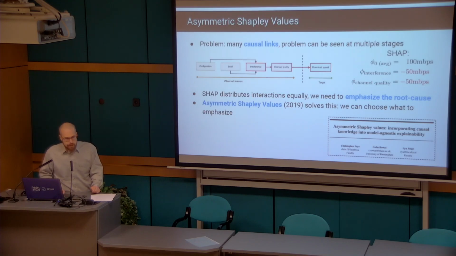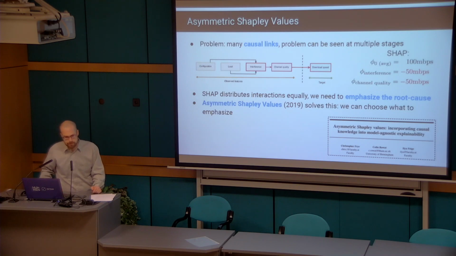So the method that we use to avoid these problems, at least the causality one, is asymmetric Shapley values, which is responsible for handling the causal links between the variables. So this is not a way to discover causality. This is a way to use causality to improve the explanations.